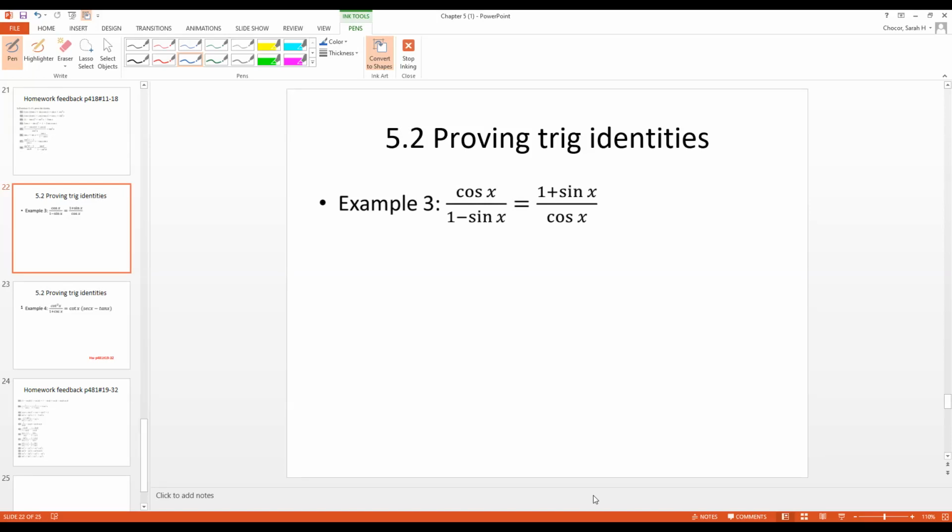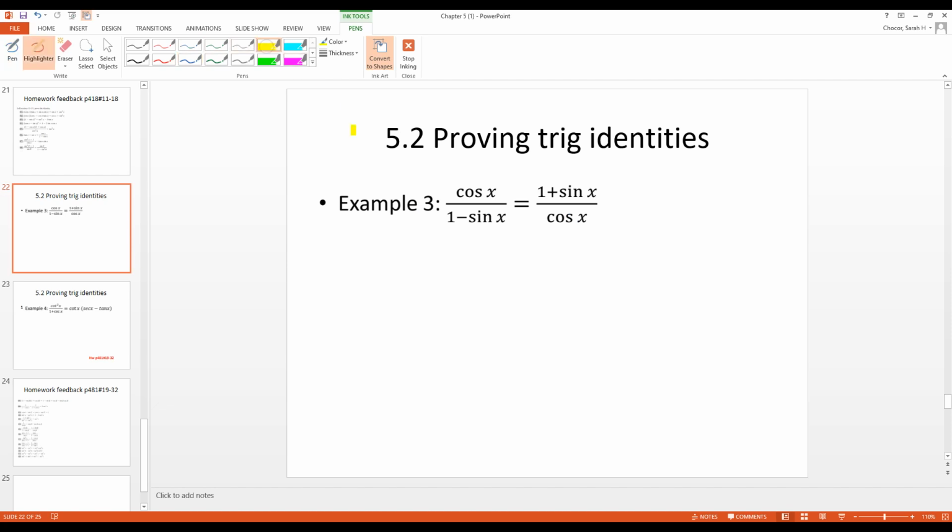Hi, in this video we're going to continue proving trig identities. We're going to talk about example 3 and example 4, which get a little bit harder than example 1 and 2. So let's take a look at example 3. In example 3, we need to prove that cosine over 1 minus sine equals 1 plus sine over cosine.